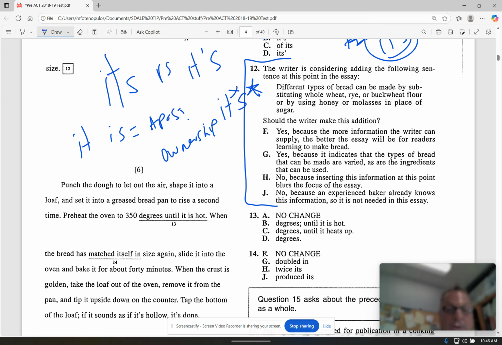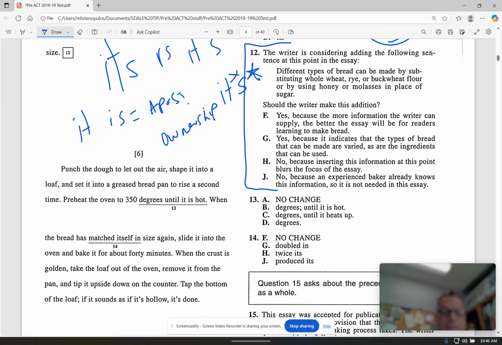Okay, put the dough to the left out of the air, shape it into a loaf, and set it in a greased bread pan to rise a second time. Preheat the oven 350 degrees until it's hot. Preheat the oven to 350 degrees. Well, there you go. Isn't 350 degrees hot? So you don't need to say until it's hot. So again, this is one of those less is more questions. And so the best answer here is the one that says the least.